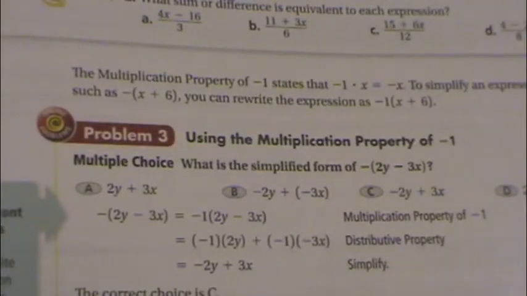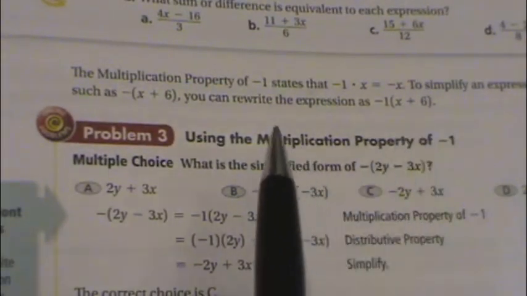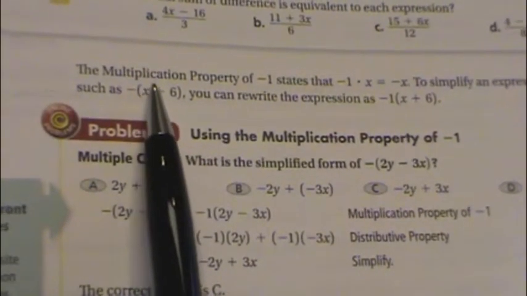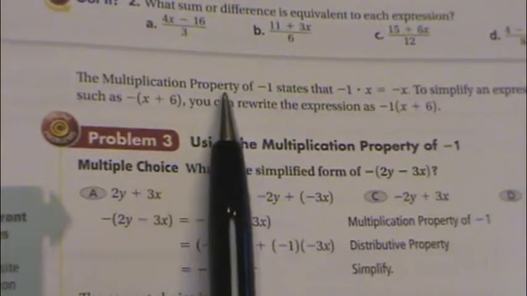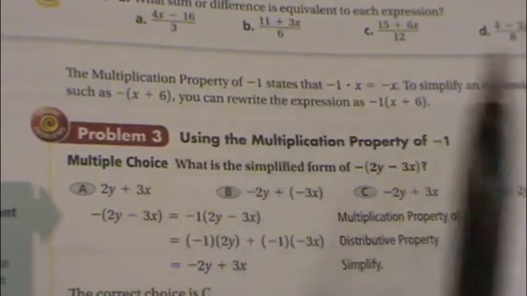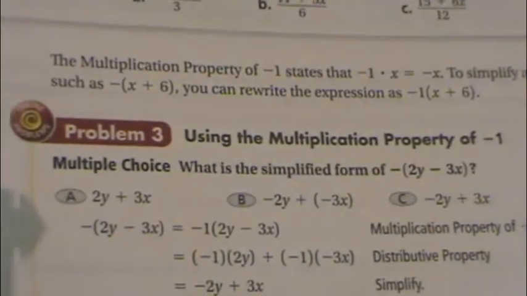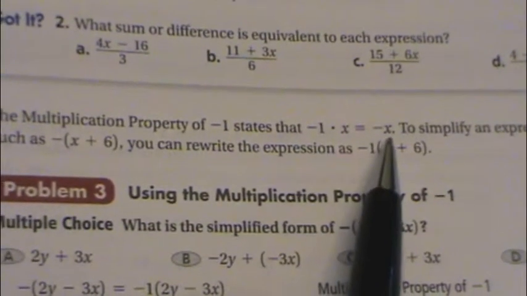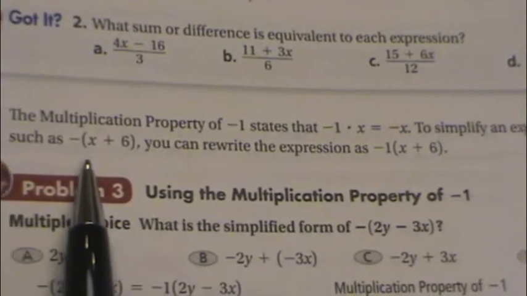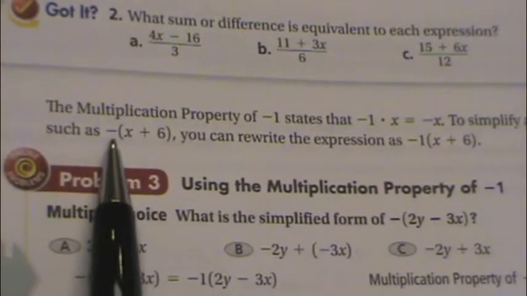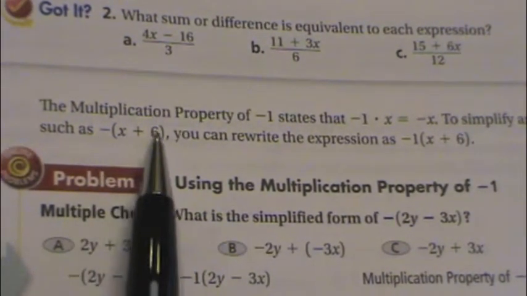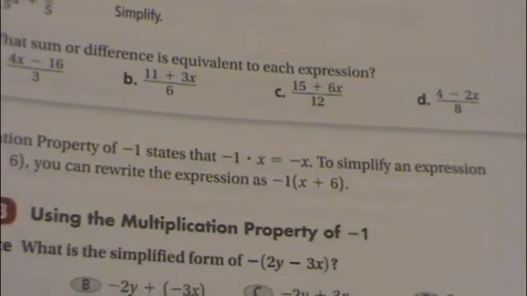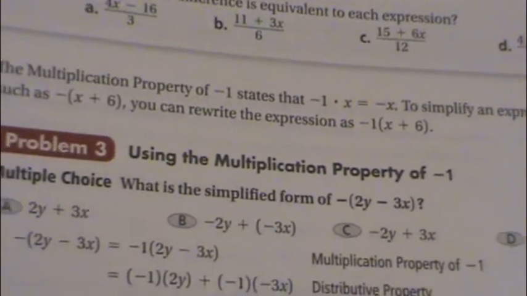We're going to fly through problem 3 because you just don't need all this fuss over this easy idea. I don't know that I'm ever going to ask you what the multiplication property of -1 states. You know that the opposite of 1 times x equals the opposite of x. If it makes sense to you, you can rewrite something like the opposite of the quantity x + 6 as -1 times (x + 6). They're both the same thing.